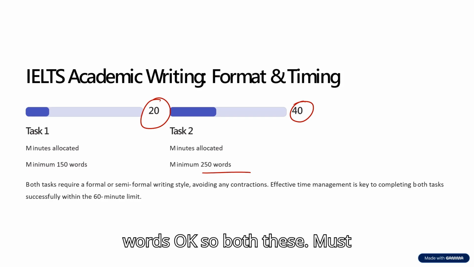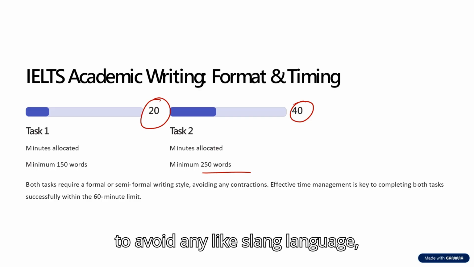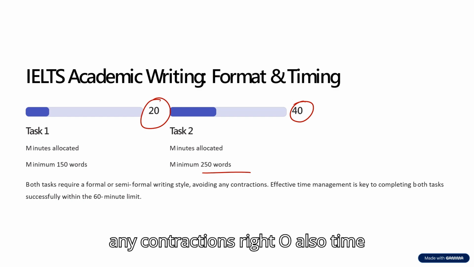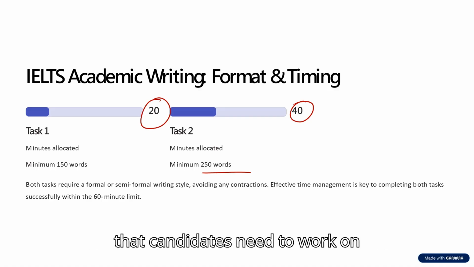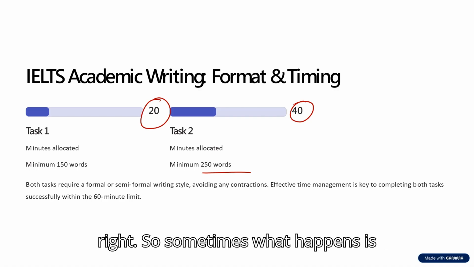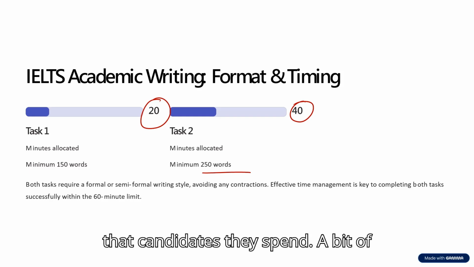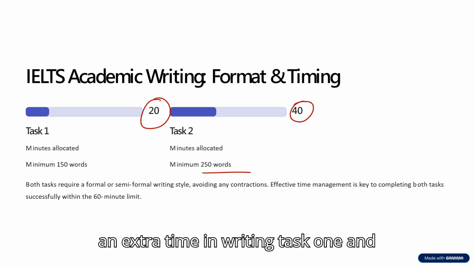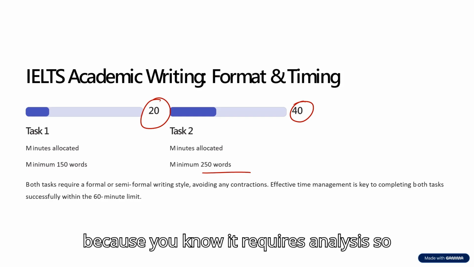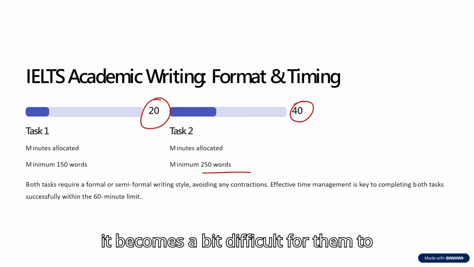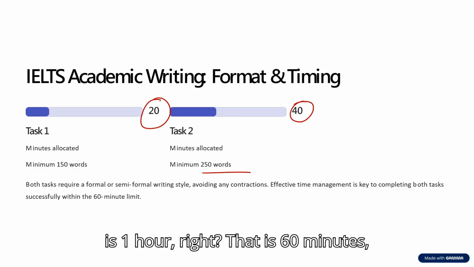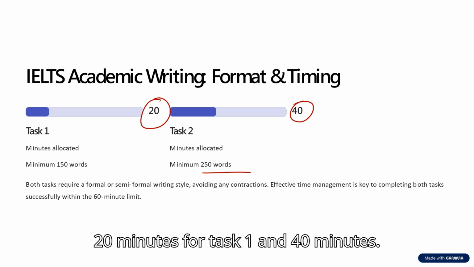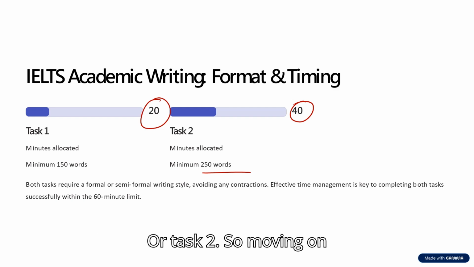Both these tasks require a formal or semi-formal writing style, so you have to avoid any slang language and any contractions. Time management is also another huge factor that candidates need to work on. Sometimes candidates spend extra time writing task one because it requires analysis, so it becomes difficult for them to manage time. The total time provided for the whole exam is 1 hour, that is 60 minutes: 20 minutes for task one and 40 minutes for task two.